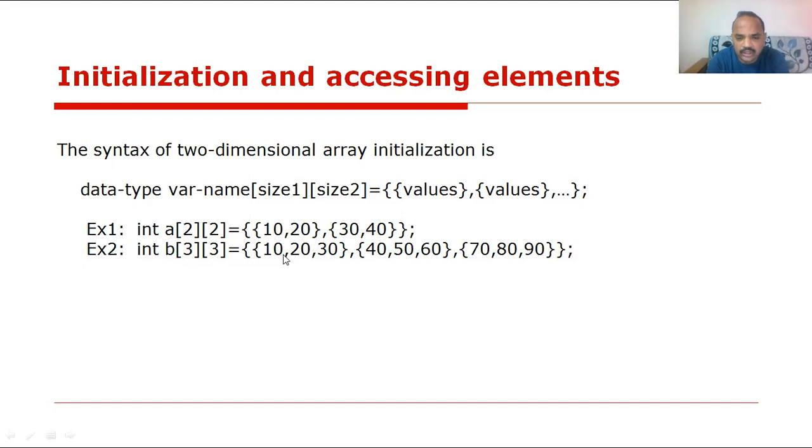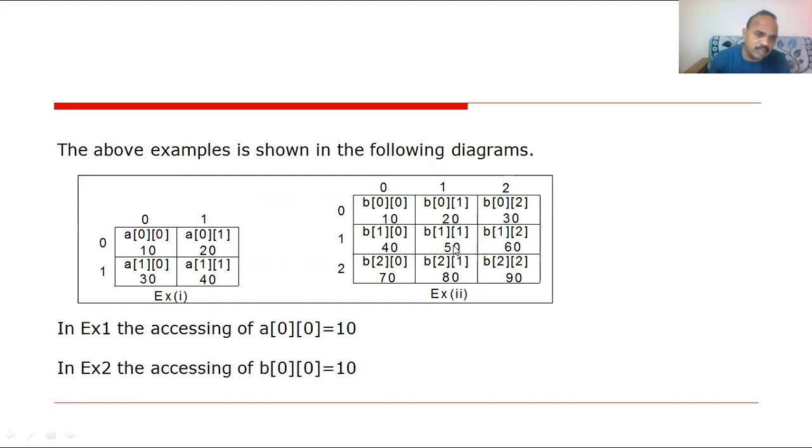Each row consists of 3 columns: first column, second column, third column. Next one, next row. So 3 by 3, total 9 elements are assigned into the 3 by 3 matrix. This is the general example following the diagram. This is the diagram for the example, a 2 by 2 matrix and a 3 by 3 matrix.